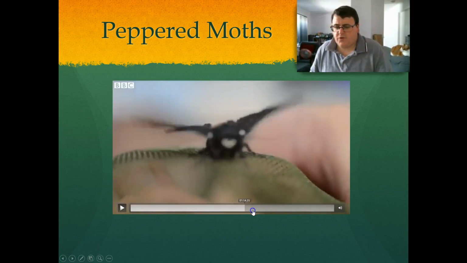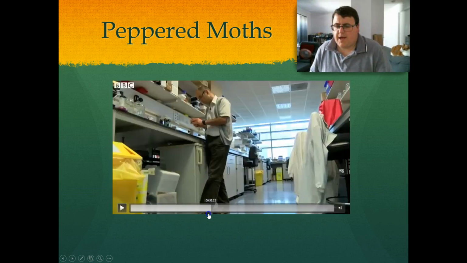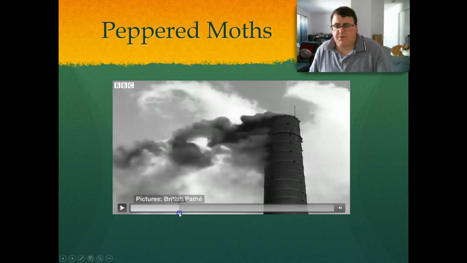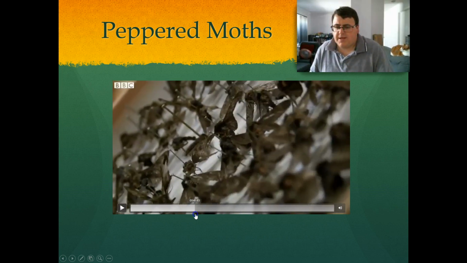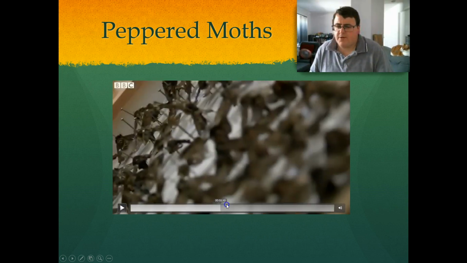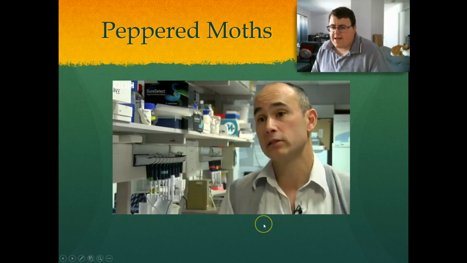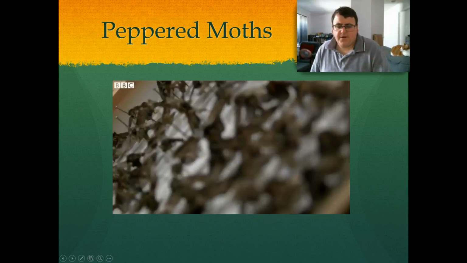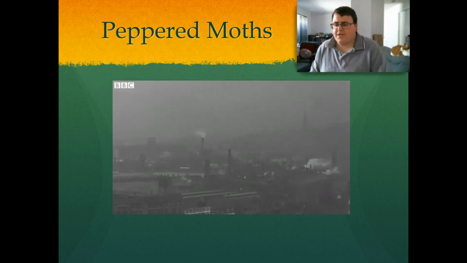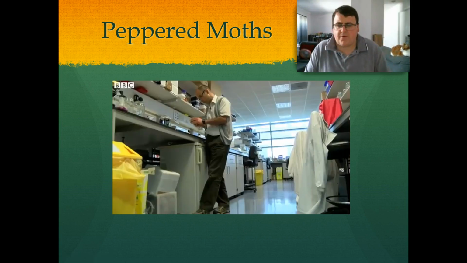Then we had the Industrial Revolution. We had all this pollution and smog being passed around the world, and that basically covered all the trees. So all of a sudden, the black moths camouflaged better, and the birds couldn't see them. The white ones stuck out against all the smog on the trees, and the white ones were eaten. So the population changed to be more of the black peppered moths than the white peppered moths.